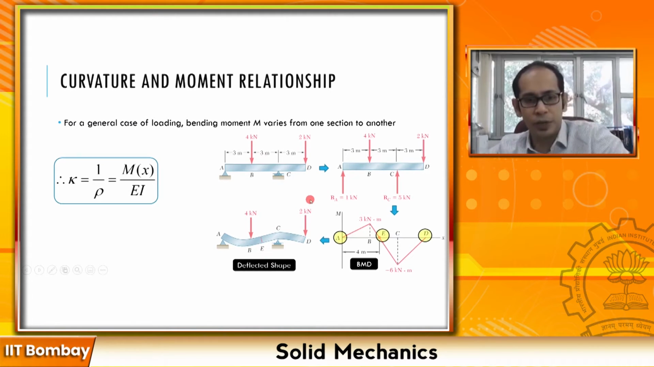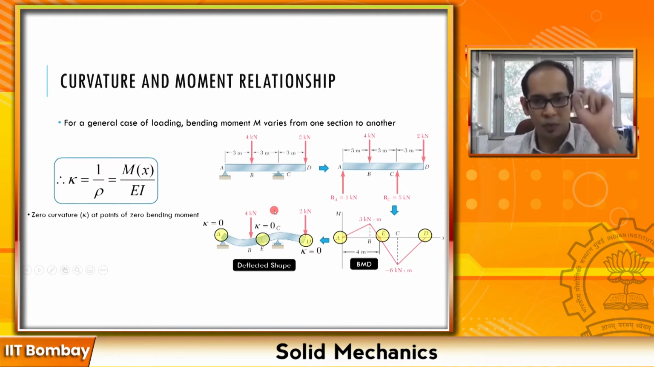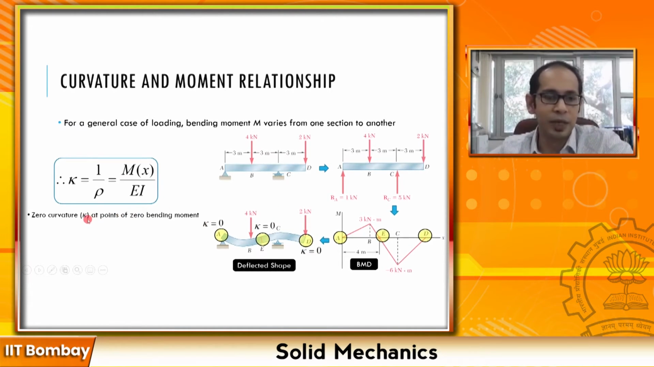Now what I was pointing to is that at these 3 points that you have over here, as we discussed, the bending moments are 0, and correspondingly your curvatures must also be 0 over here, right? So that is one of the key takeaway points: you have a 0 curvature at the points of 0 bending moment. Now let's go ahead and take one step further.